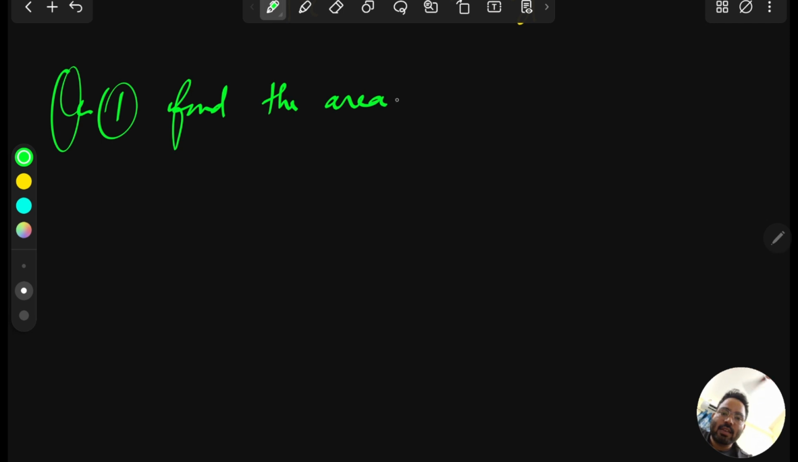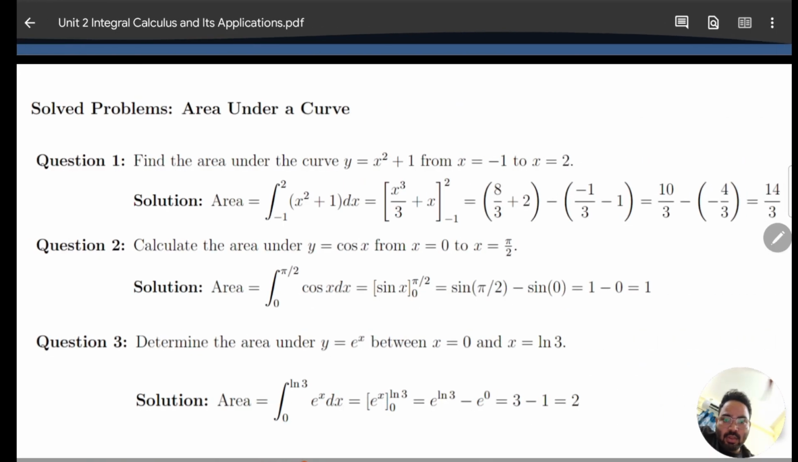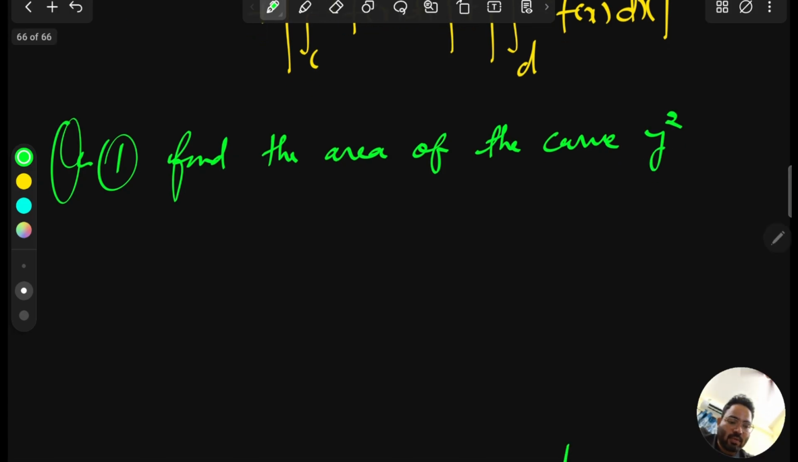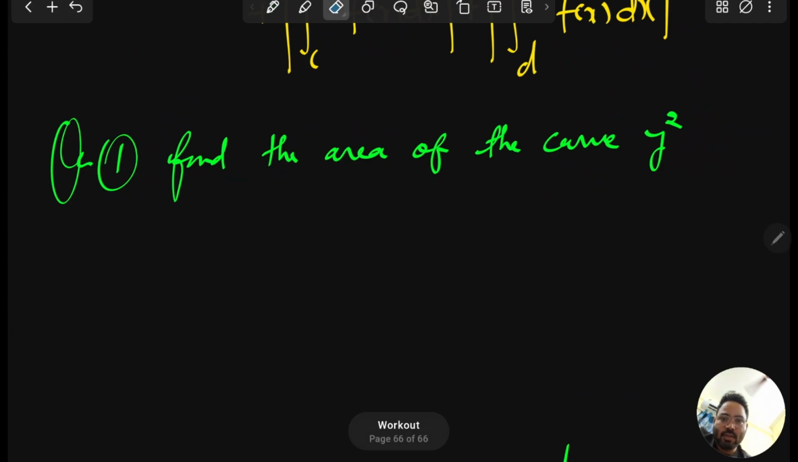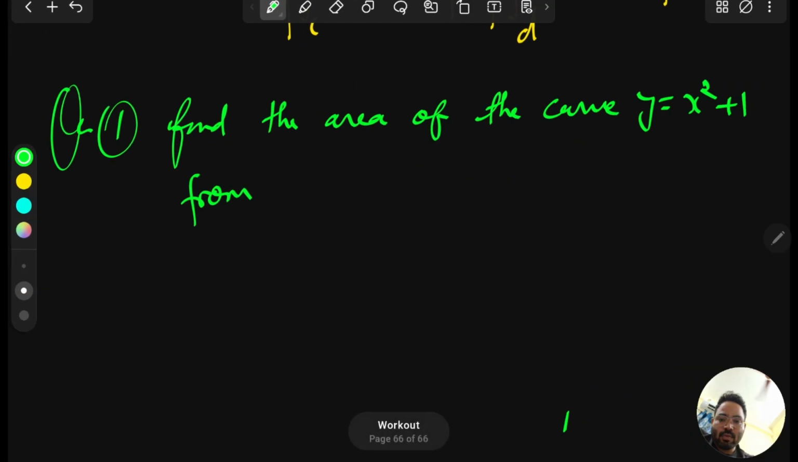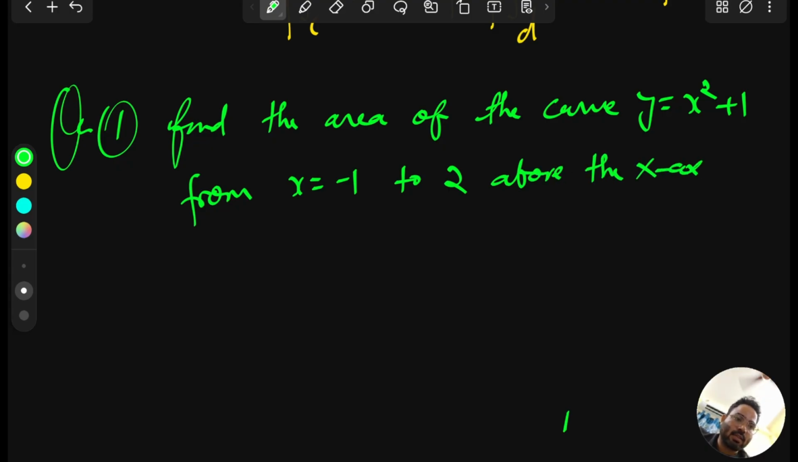See the question. Our first question is: find the area of the curve y equal to x square plus 1, from x equal to minus 1 to 2, above the x-axis.